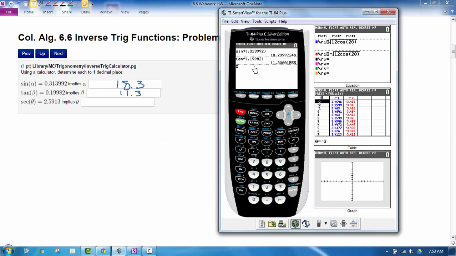Okay, same thing with tangent. Just do inverse tangent of 0.11 or 19982, and you get 11.3 rounded to the nearest tenth, 1 decimal place.